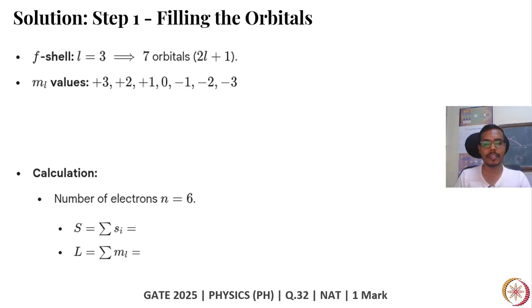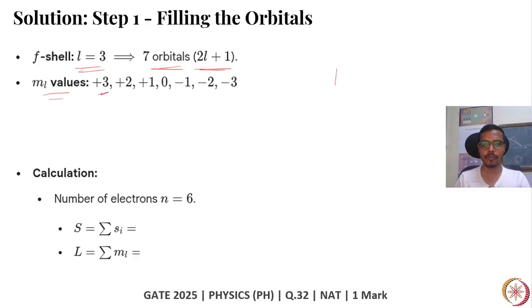So let us visualize the 4f shell first. Since L is equal to 3, we have 7 orbitals, because it is nothing but 2L plus 1, 6 plus 1, 7. The magnetic quantum number, ml, ranges from minus L to plus L, so it is minus 3 to plus 3, or vice versa. So these are plus 3, plus 2, plus 1, 0, minus 1, minus 2, and minus 3.